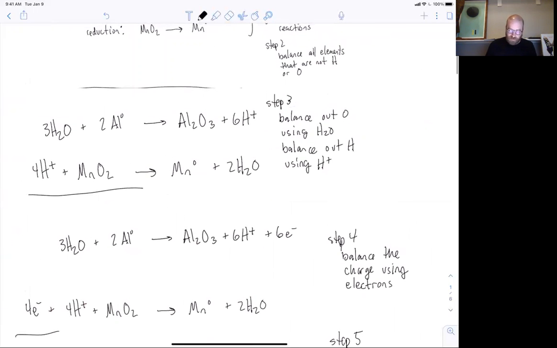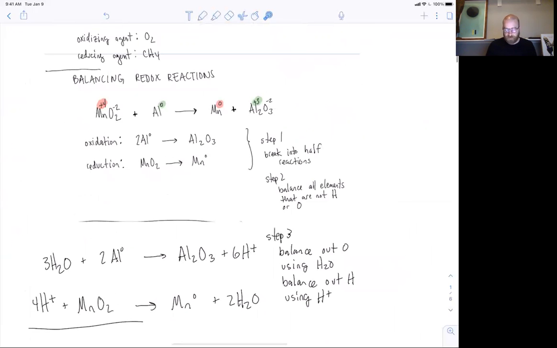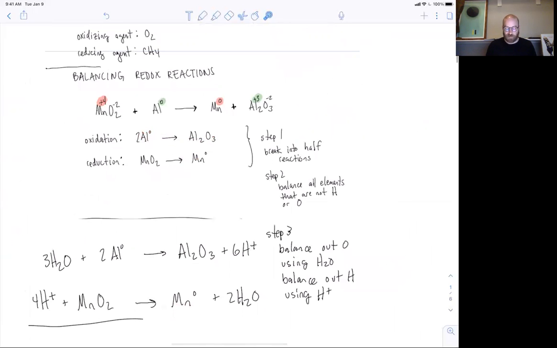Or like here, this is a good one. Here we have aluminum. I've already balanced it with the 2, but here I had aluminum going to aluminum oxide. I don't worry about the oxygens, but I do need to balance those aluminums out. So I take that 2 and put it in front of the aluminum over here and get that balanced. And then the rest of the stuff I don't worry about. That ends up sorting itself out. But yeah, that's your first step.